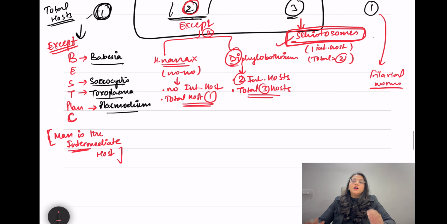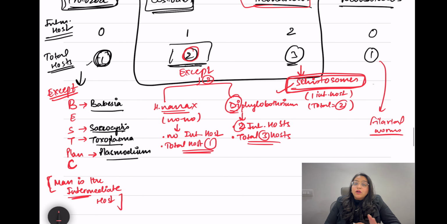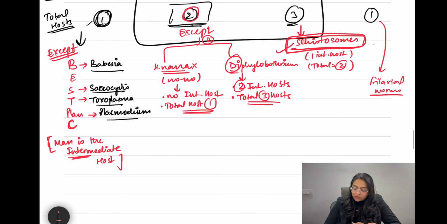So you can remember: all protozoa have one host, no intermediate host, except Best plan C. All cestodes have total two hosts, that is one intermediate host, except Nana and Diphyllobothrium. All trematodes have three hosts, that is two intermediate hosts, except schistosomes. All nematodes have only one host, no intermediate host. The exception is filarial worms.